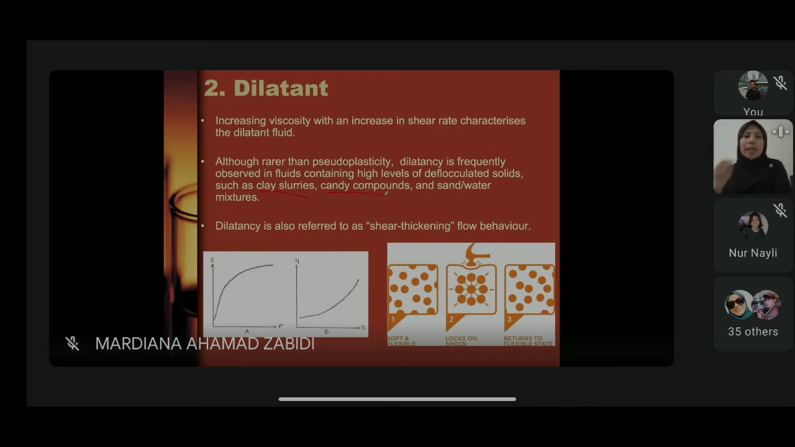Candy compound ni sebenarnya I nak tunjuk dekat you all. Ada video dalam YouTube how they make this candy. Yang hard candy tu. If you notice hard candy, basically it starts off with the mixture of those tepung lah. Cornstarch, rice starch as well as water, and then of course they will add sugar. And as they mix that mixture, it will start to become thickened. And selepas tu when you leave it, it will start to become hardened. So that is candy compound, as well as sand or water mixture.